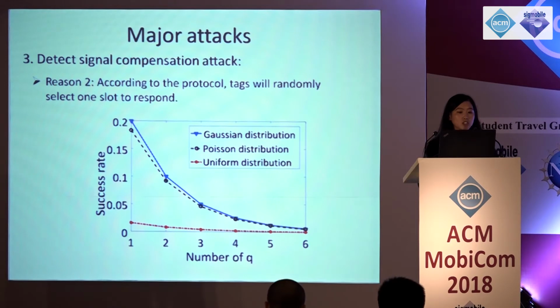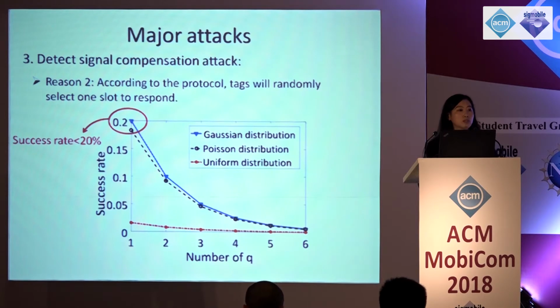Another reason is that, according to the protocol, tags will randomly select one slot to respond. As a result, the success hit rate of the attacker will be no more than 20%. Note that in our system, if there exist uncoupling signals of the left tag, we can find out the attacker. So Hufu can also detect a signal compensation attack.